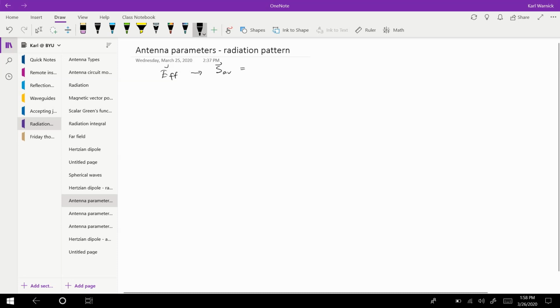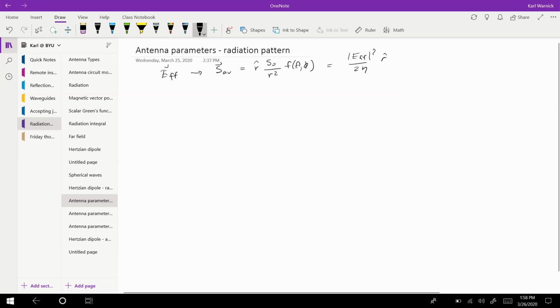And for any antenna, that will have an R hat, some constant, which we sometimes call S naught. There's always an R squared down here. And then there's some function of theta and phi. And we can get that from the electric field using E far field magnitude squared over 2 eta, times r hat. That's a very similar formula to what we saw with plane waves.